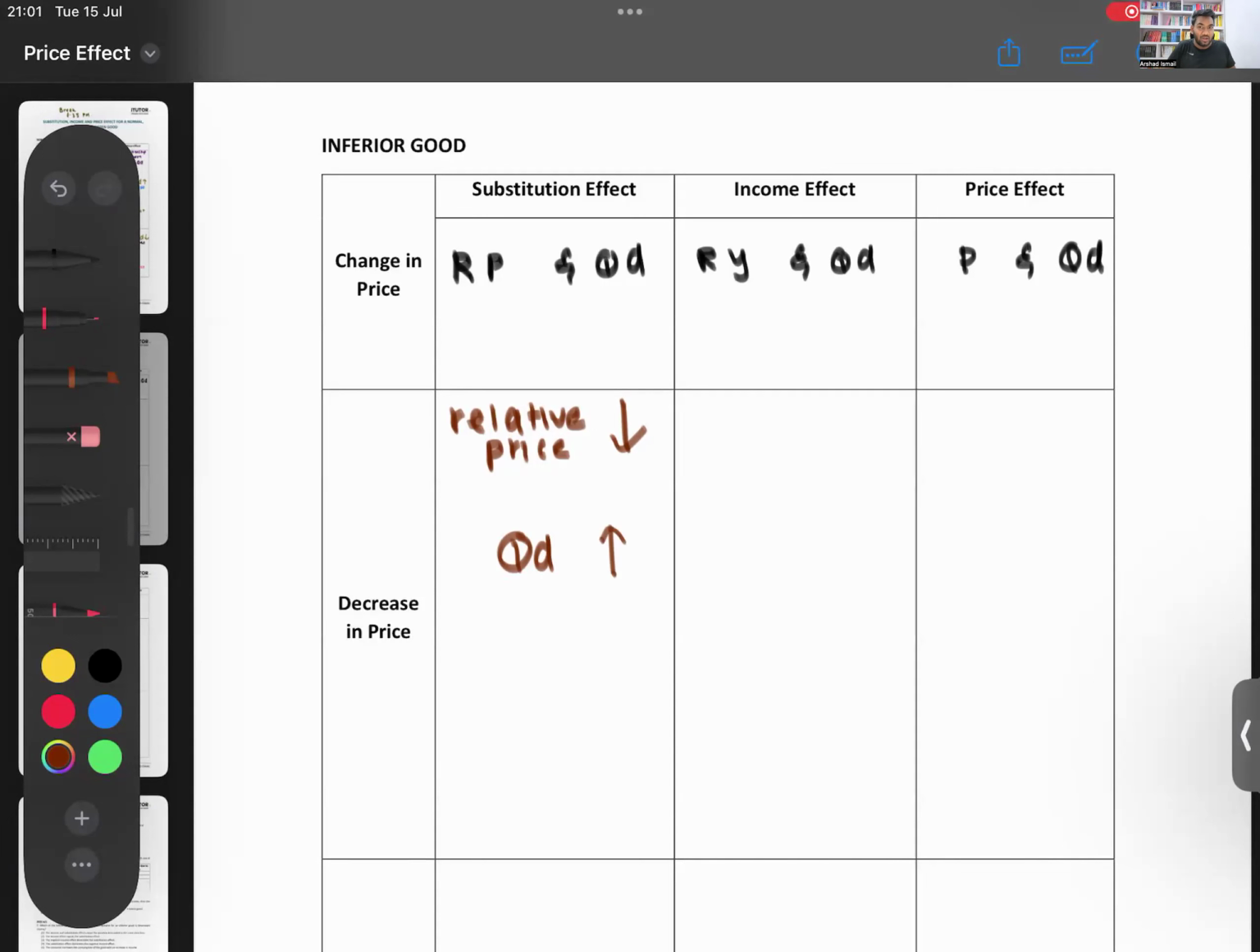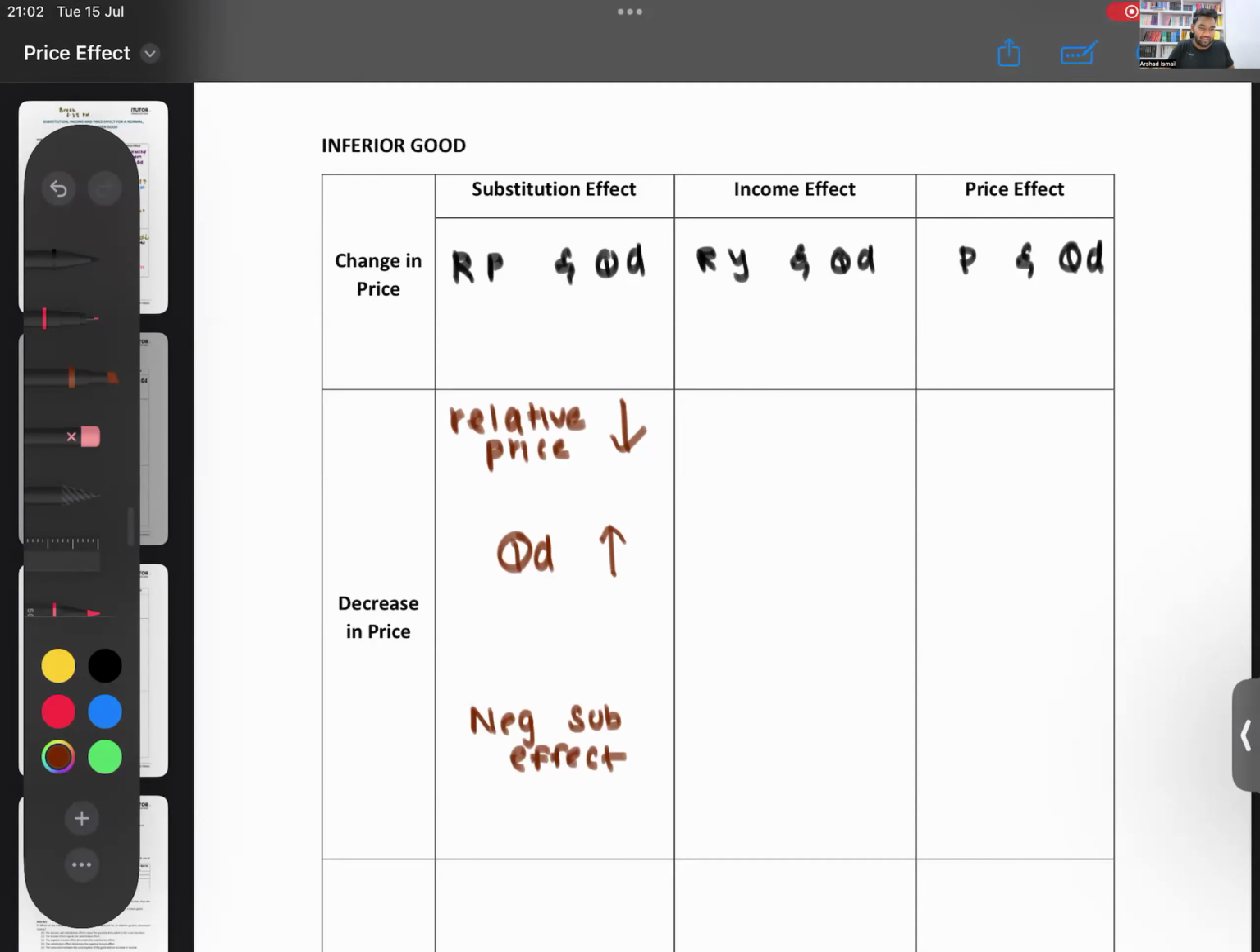And what is the effect? Relative price reducing, QD increasing. Is the substitution effect positive or negative? You have a negative substitution effect. Done.